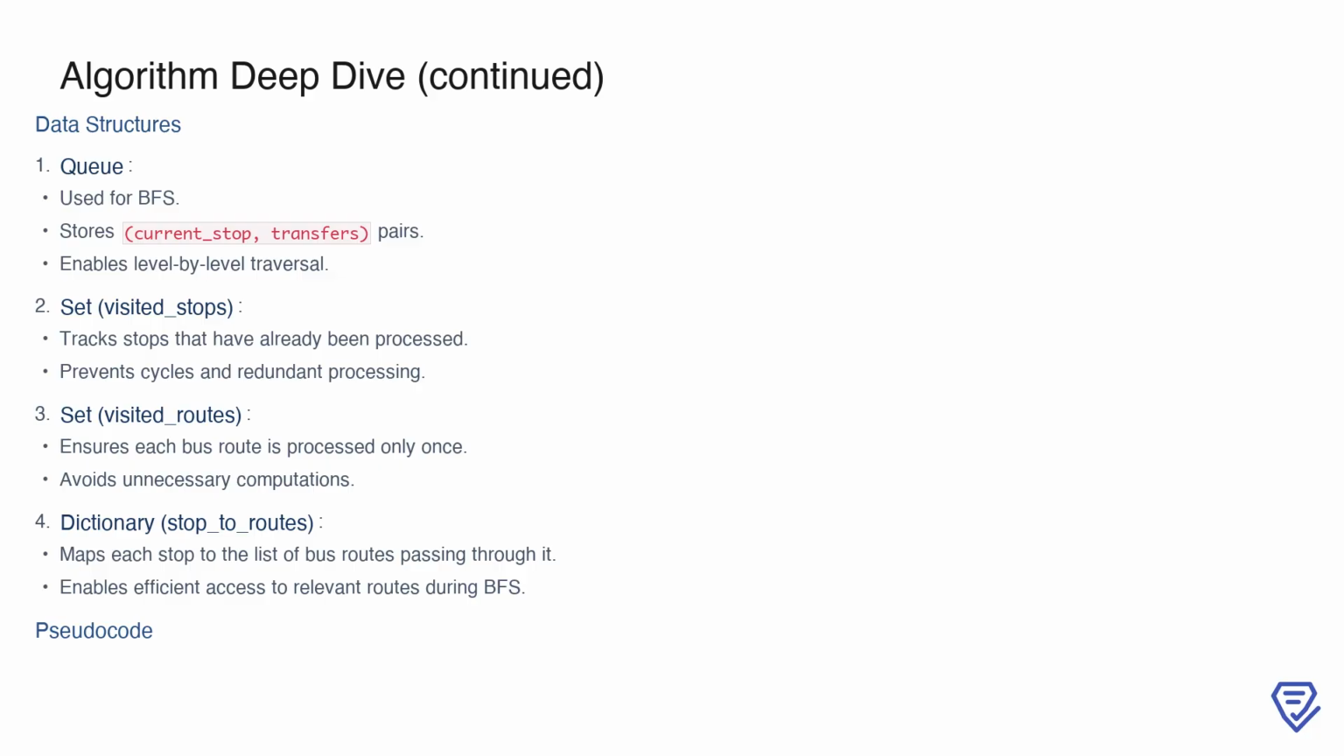Similarly, we use another set called visited_routes to ensure that each bus route is processed only once. This prevents unnecessary computations and keeps the traversal efficient. Finally, we use a dictionary called stop_to_routes to map each bus stop to the list of bus routes passing through it. This structure is critical for efficient lookups during BFS, as it allows us to quickly identify all the routes available from any given stop. These data structures work together to streamline the traversal and ensure the algorithm performs effectively even for large inputs.